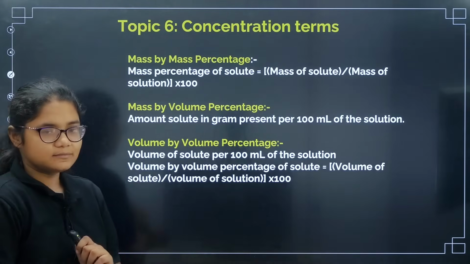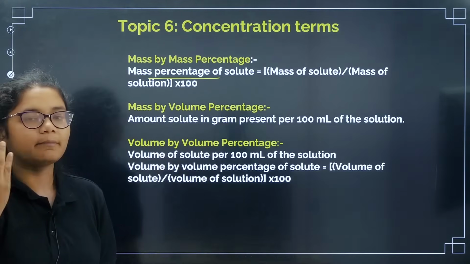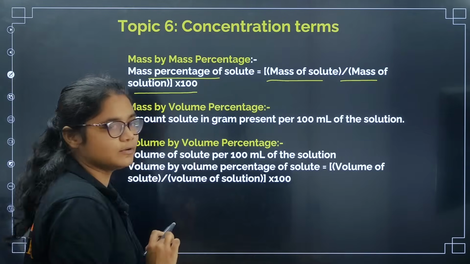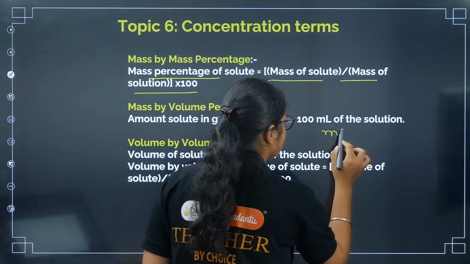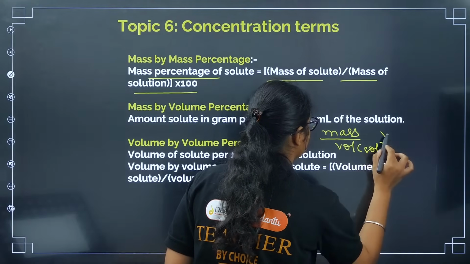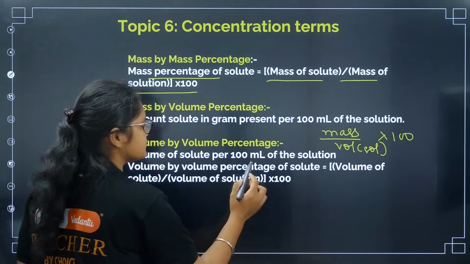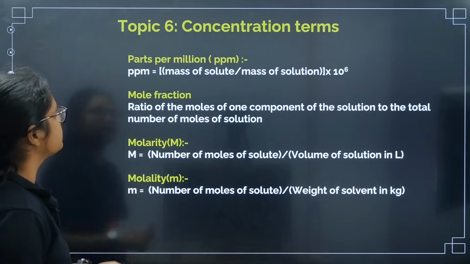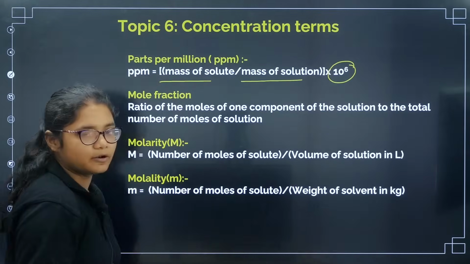Next, concentration terms. We'll see the important concentration terms. Mass percentage: mass of the solute by mass of the solution times 100. Next, mass by volume percentage: mass of the solute by volume of the solution times 100. Next, volume by volume percentage: volume of the solute by volume of the solution times 100. Clear? Next, we have parts per million: mass of the solute by mass of the solution times 10 to the power of 6.